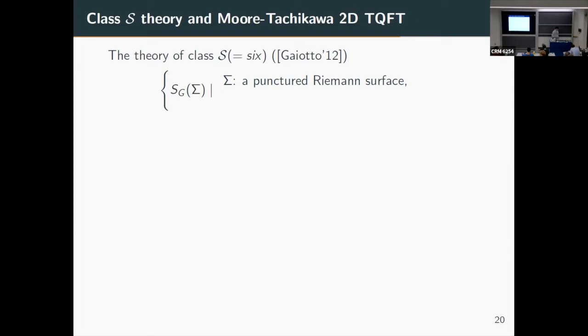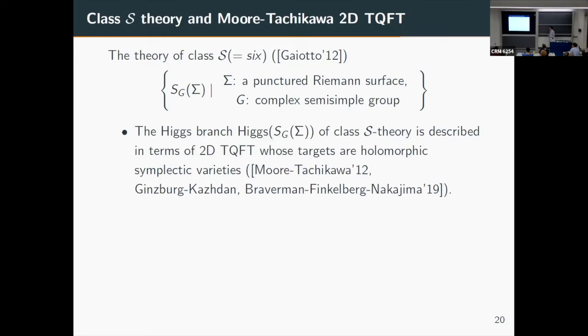And also a semi-simple group, which is attached to the 6-dimensional theory, which is called flavor symmetry group or gauge group. So you have a nice family of 4-dimensional theories parameterized by a pair of a punctured Riemann surface and a semi-simple group. And you can ask what is the corresponding vertex operator algebra. And so you can also ask what is the corresponding Higgs branch.